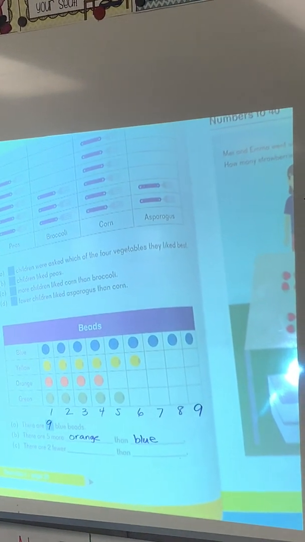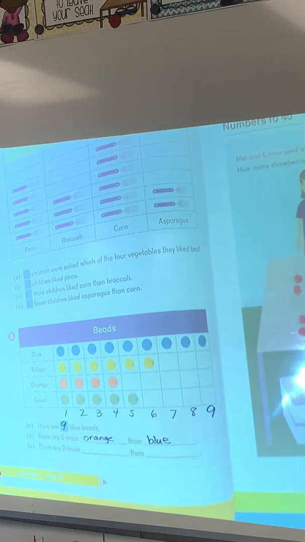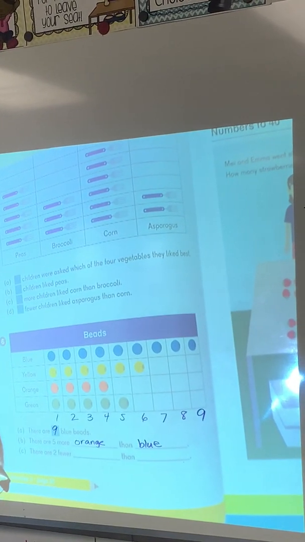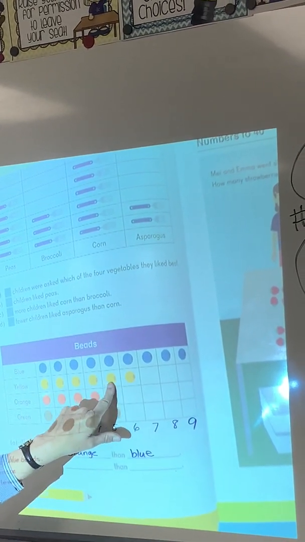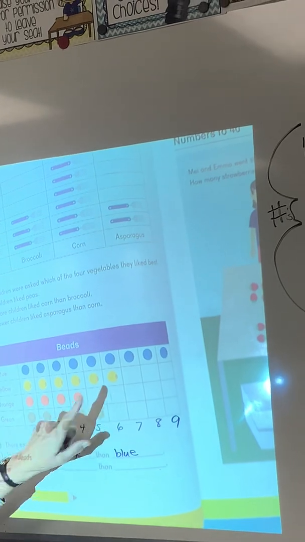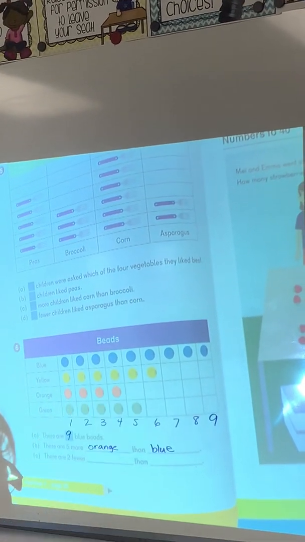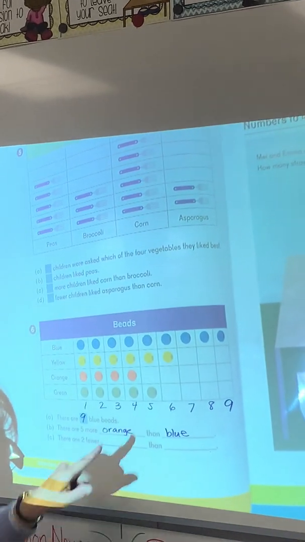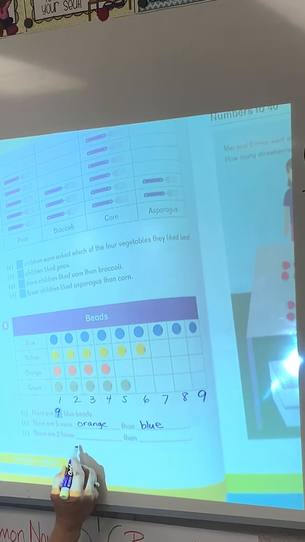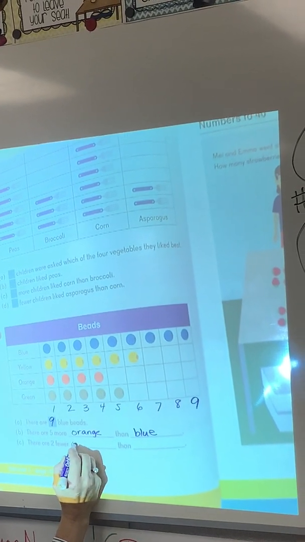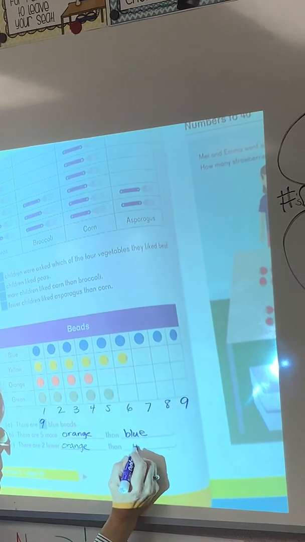There are 2 fewer blank than blank. Well, it looks like here we have two that are missing here. There are two fewer orange than yellow. Right? Two fewer. There are two fewer orange than yellow beads.